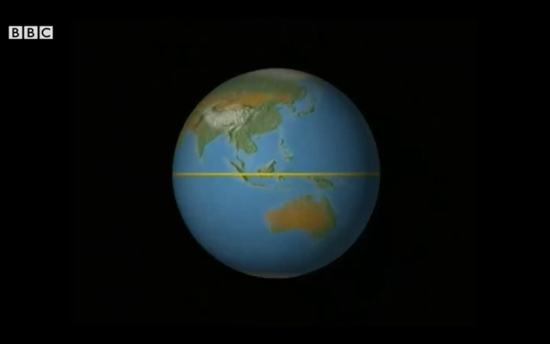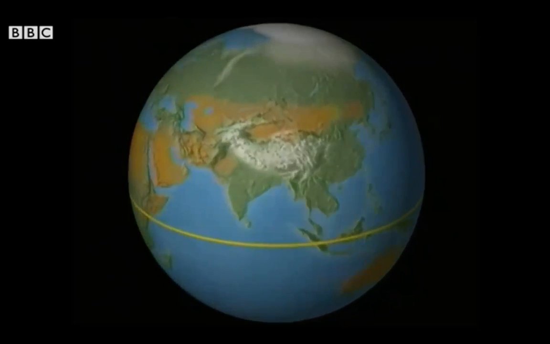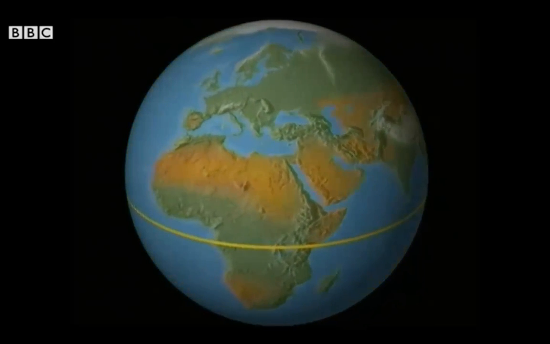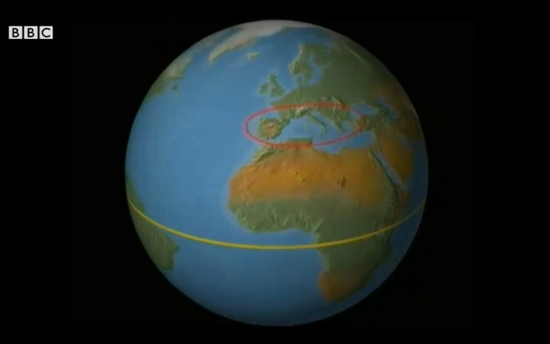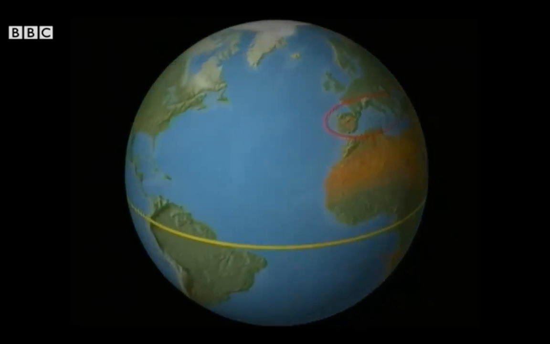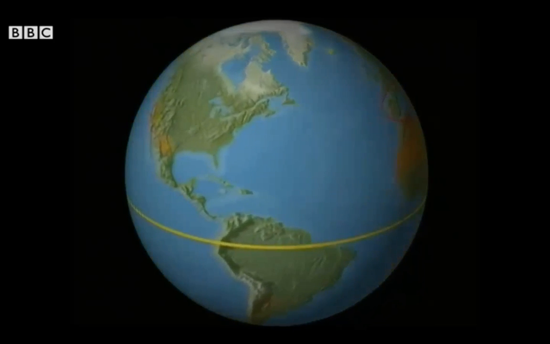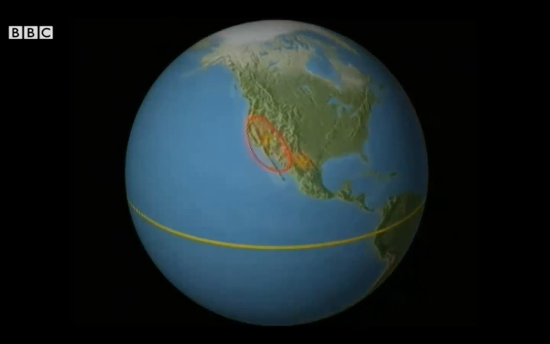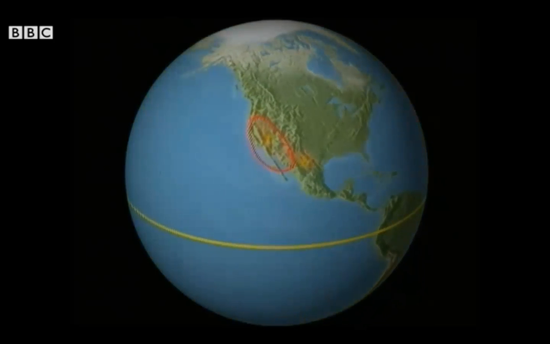Getting a little closer to the equator, places have a Mediterranean climate. This includes countries on the Mediterranean Sea, like Greece, Italy, and Spain, but also parts of California in North America. All of these places have mild, wet winters and hot, dry summers.